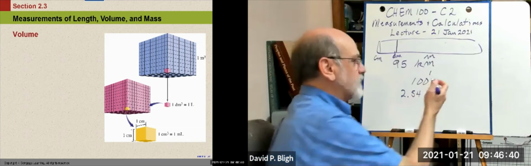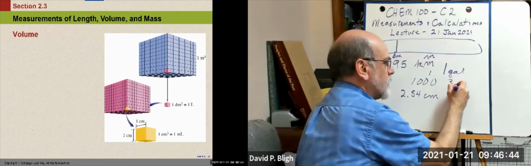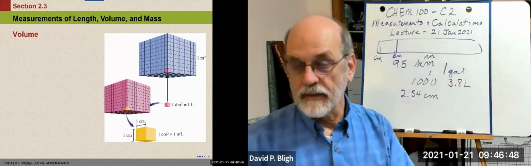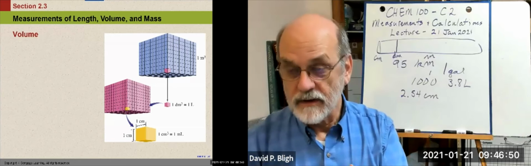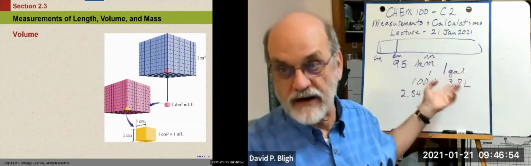So 1 gallon is also 3.8 liters, right? It's still the same volume. We just gave it a different unit of measure, so the number had to change.